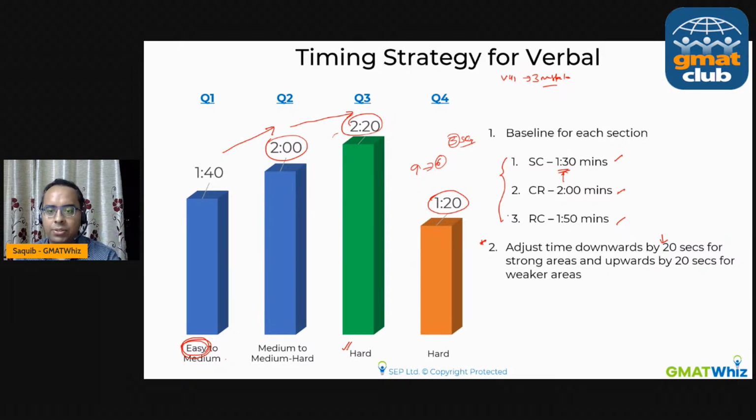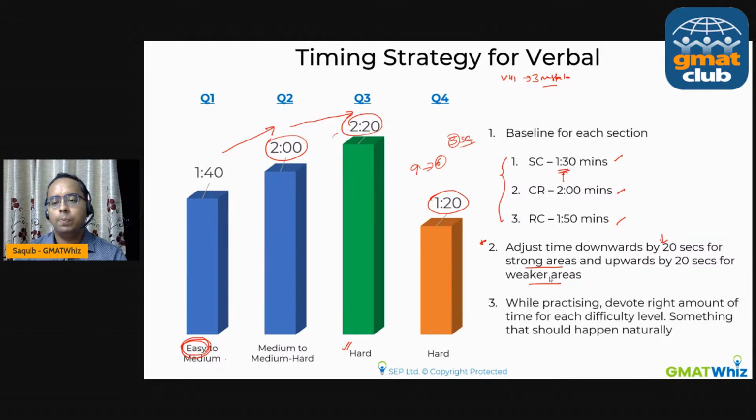So increase or decrease your time based on the difficulty level. Increase or decrease your time based on your strong and weak areas. These two points are very important. If you go with the mindset that I'll give an equal amount of time for each question, then there's a good chance that in an easy question you will be unnecessarily spending time and wasting time for no reason at all. Also, while practicing questions, try to give the right amount of time for each difficulty level, and this will take time.